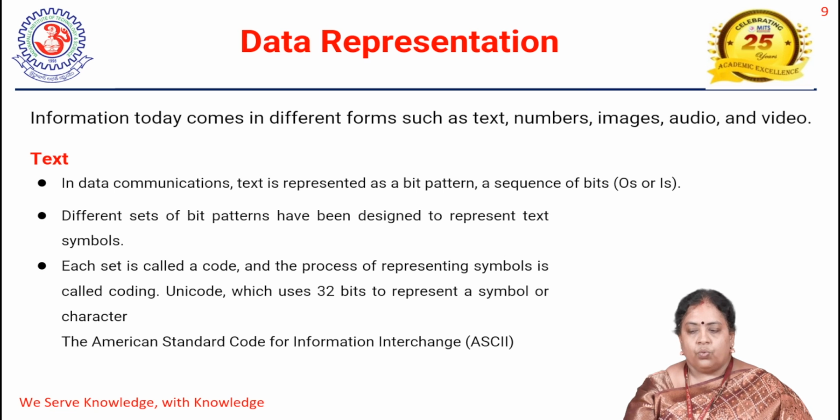So what is text? Text is represented as a set of bit patterns, and we call the set a code. The process of representing symbols is called coding. And what are the available patterns? One of the methods is called Unicode.